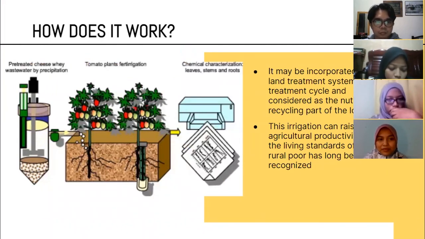So how does it work? Basically, the cheese wastewater is first treated by using precipitation. And then when you get the pretreated cheese wastewater, it will be brought to the plants or the agriculture use that we want, and it will either be used by fertigation or irrigation. And then we will evaluate them by chemical characteristics by looking at the leaves, stems, and roots. And it may be operated as a land treatment system to the treatment cycle and considered as the nutrients recycling part of the loop. And this irrigation can raise both agriculture productivity and the living standard of the rural poor, as has long been recognized. Okay, next.